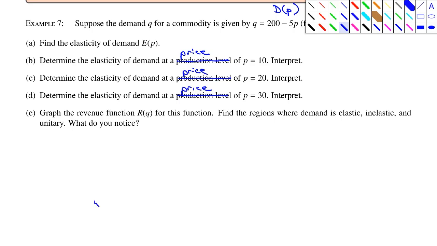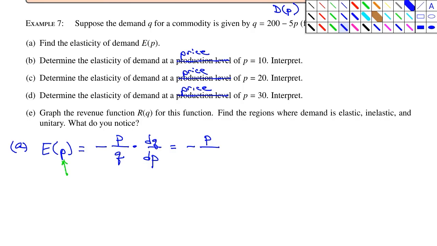So question A is find elasticity of demand. The function elasticity of demand is negative P over Q times dQ dP. So this is a function of P. So that means I can have P's in my answer. But it also means I can't have Q's. So what is my Q function here? Well, Q is 200 minus 5P. And that was from right here at the top.